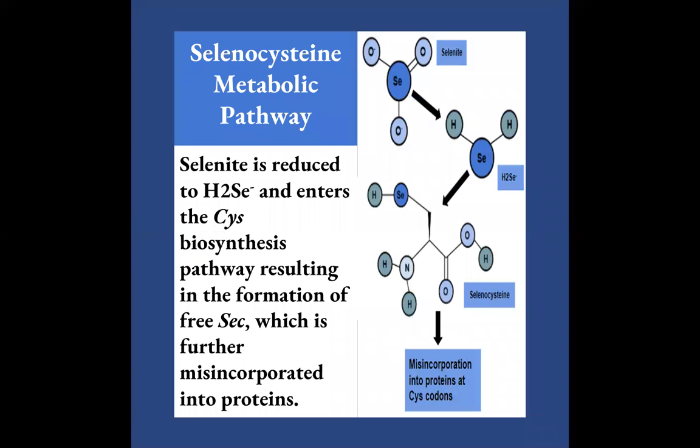Taking a look at this first figure here, this is the selenocysteine metabolic pathway. Starting at the top, you can see selenite being reduced to H2Se negative. Then it enters the biosynthesis pathway, which results in the formation of free selenocysteine. This free selenocysteine is then misincorporated into proteins at cysteine codons.